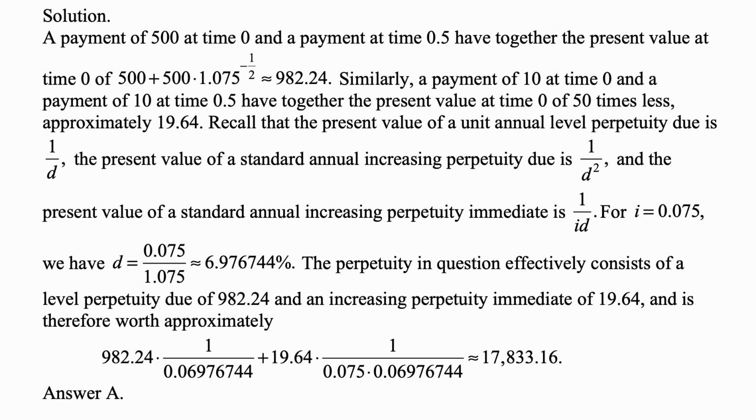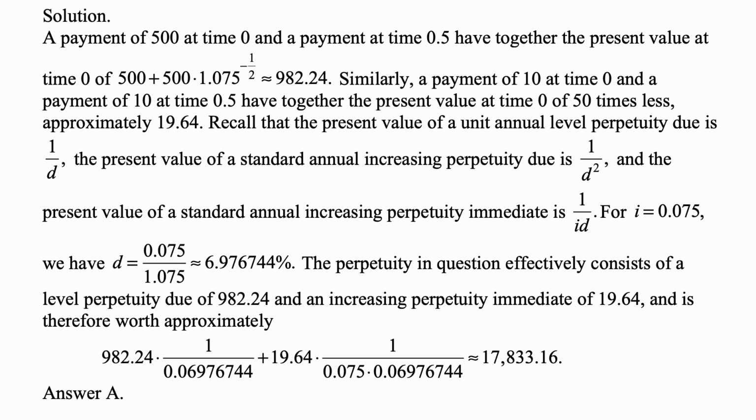So a payment of 500 at time 0 and the payment at time 0.5 have together the present value at time 0 of 500 plus present value of 500 paid in half a year, so 982.24. So there's two payments of 500 in the first year. We can basically say they're equivalent to a payment of 982.24 made at time 0 at the beginning of the year. And similarly, a payment of 10 at time 0 and a payment of 10 at time 0.5 have together the present value at time 0 of 50 times less, because 500 divided by 10 is 50, and that's approximately 19.64. Just take 982.24 divided by 50.